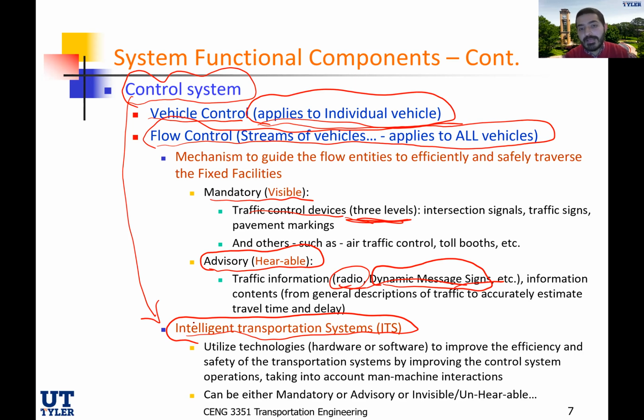We can improve some of those systems, including taking into account man-machine interactions. If you typically go to Dallas Fort Worth, for example, and you have the tag, you don't have to stop. You can go through the terminal or the gates of the airport very easily because it reads the tag. Sometimes there are even multiple ITS, which are technologies that we're going to cover in the next few slides.